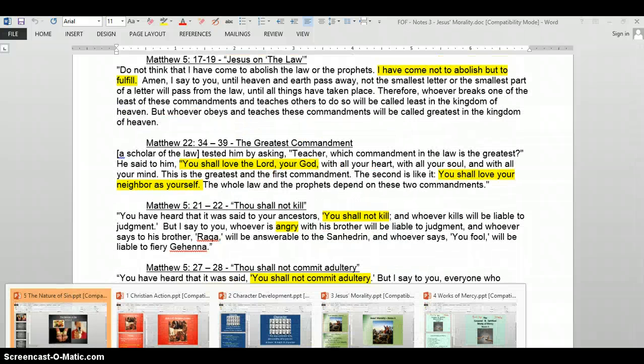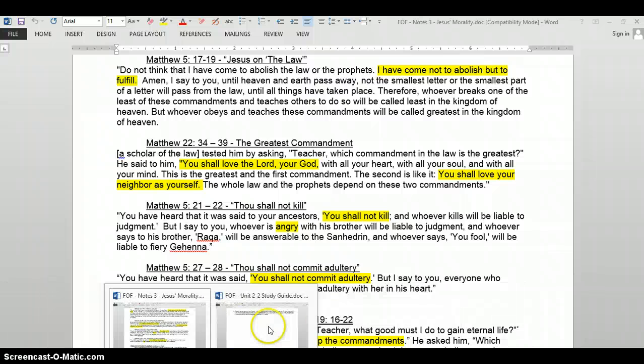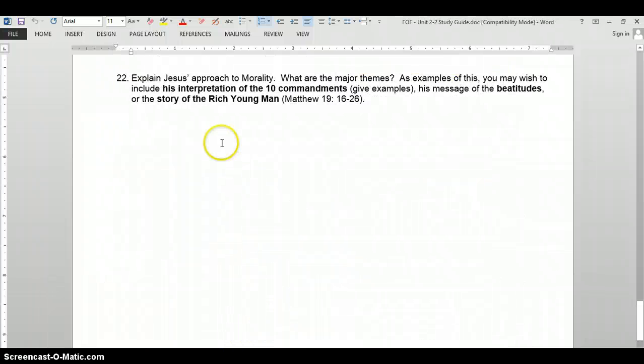So first of all, let's look at the question. The question is, explain Jesus' approach to morality. What are the major themes? As examples of this, you may wish to include his interpretation of the Ten Commandments, or his message of the Beatitudes, or the story of the rich young man. So you're going to have to choose one of these three to talk about Jesus' major themes.